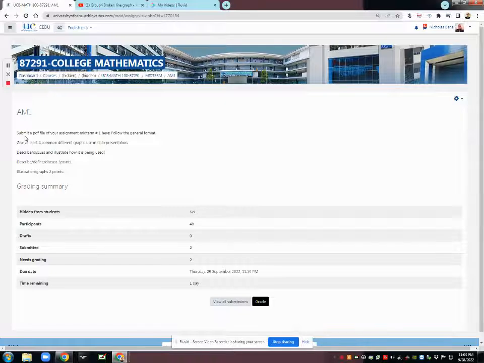So for our AM1, we're going to submit a PDF file of your assignment. So please follow the general format. You're just going to give at least 4 common different graphs that are used in data presentation. Later on, in a later part of our discussion, we're going to have reporting. So you're going to do this.